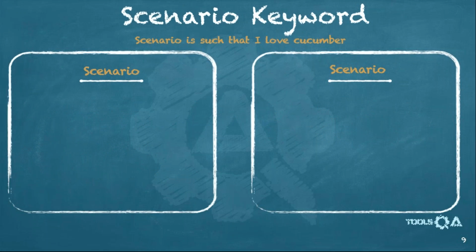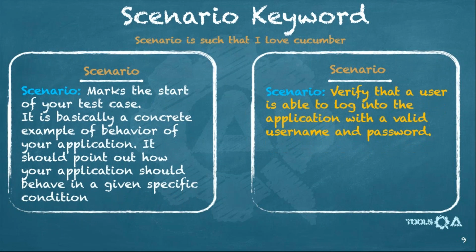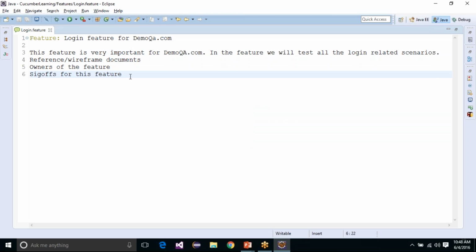So you write a test case, it becomes a scenario in Cucumber. The syntax of writing a scenario is basically the keyword scenario. You can simply say scenario and then put a colon. So it becomes a scenario keyword. There you go.